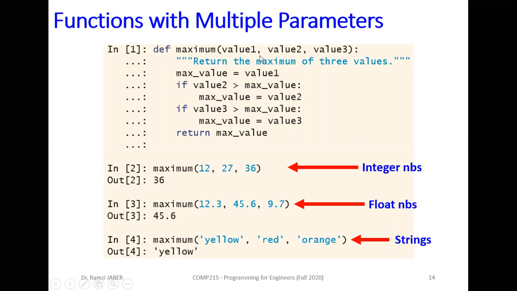Also, these values can be strings, characters, words. We can write a word inside maximum and it gives us the maximum word. The maximum word means the highest letter. Why? Because Y is bigger than A. Okay? Y is the biggest.